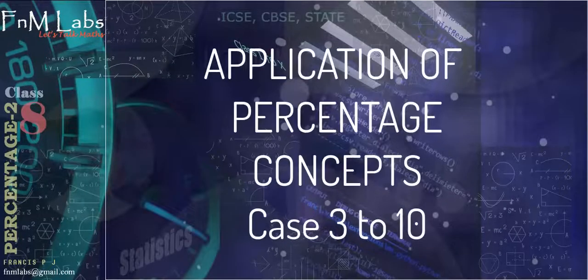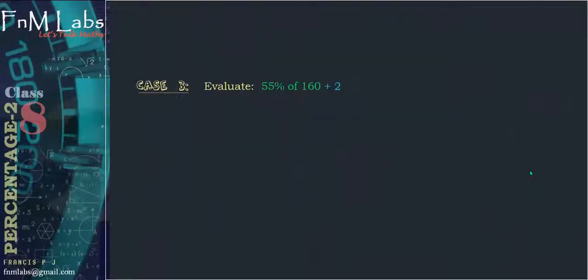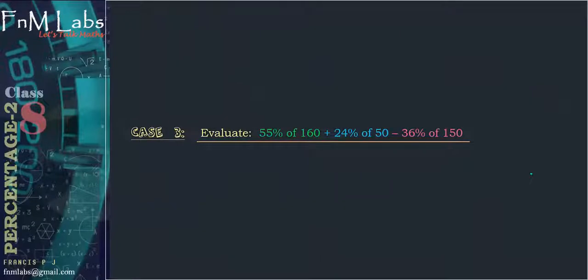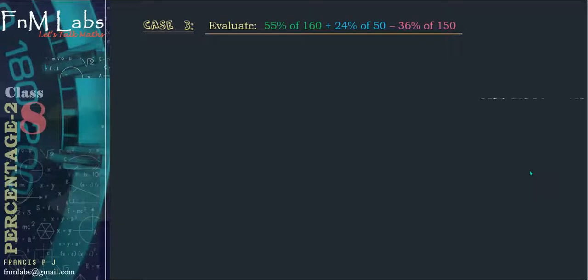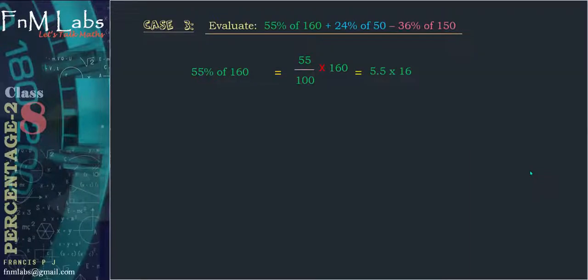So stay tuned. The third case we consider is evaluate 55% of 160 plus 24% of 50 minus 36% of 150. We remember the concept x percent of y, which is same as x by 100 times y. So applying this idea here, 55% of 160 is equal to 55 by 100 times 160, which is equal to 5.5 times 16, which is equal to 88.